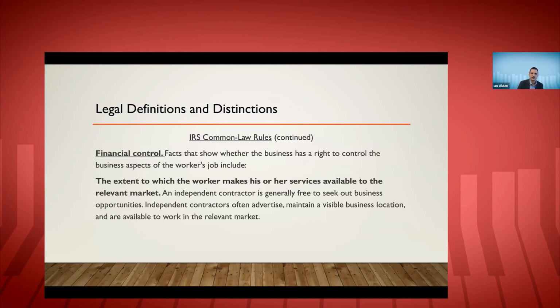The extent to which they make their services available to the relevant market: if they're exclusive, if they're only providing their services to you and they're not trying to market elsewhere, that suggests an employment dynamic. If you have exclusivity in the contract, or if you try to put a non-compete in the independent contractor agreement, which is a really bad idea, that can lend itself really towards inference of an employment dynamic. They have to be able to market their services elsewhere to be considered an independent contractor.